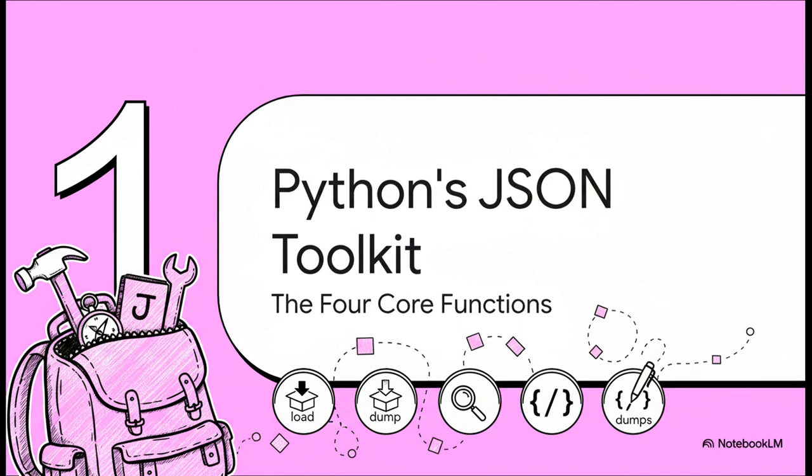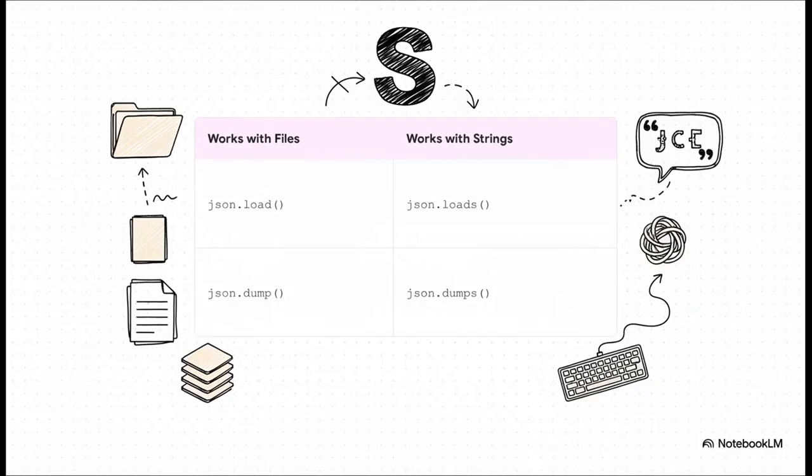All right, so where do we even begin? Let's start with your main toolkit. Python has a built-in JSON module that gives you 4 absolute powerhouse functions. These are the foundation for everything else we're going to do. Think of them as your essential gear for this data adventure. The trick here is actually super simple. It all comes down to one letter, S. If the function has an S on the end, like loads or dumps, it works with strings. If it doesn't have the S, like load or dump, it works directly with file objects. That's it. That's the whole secret.